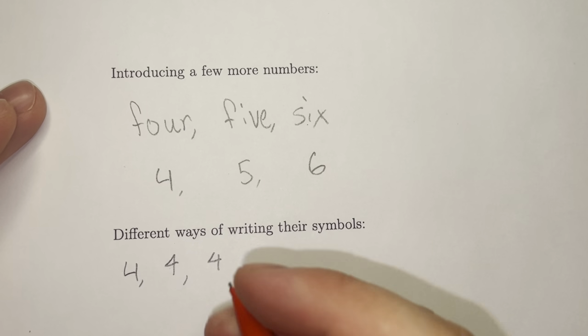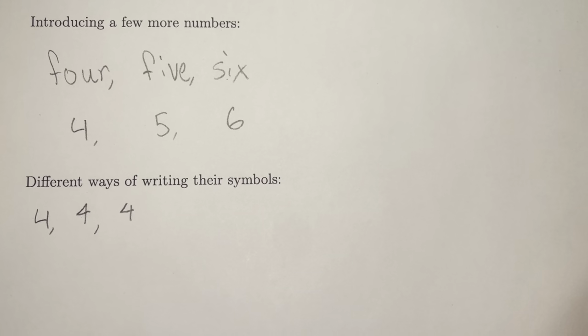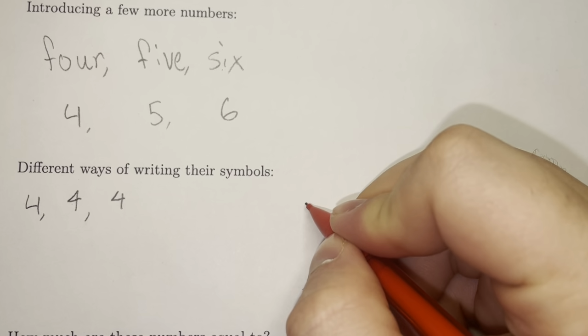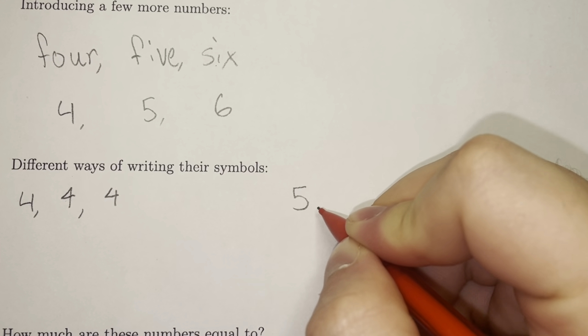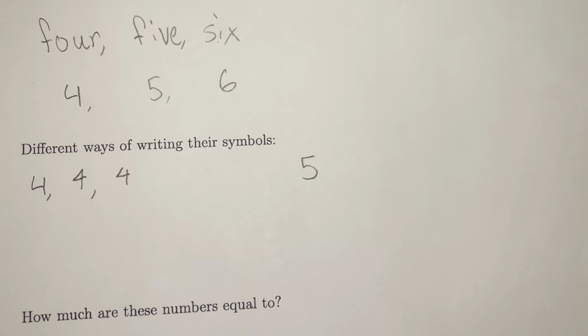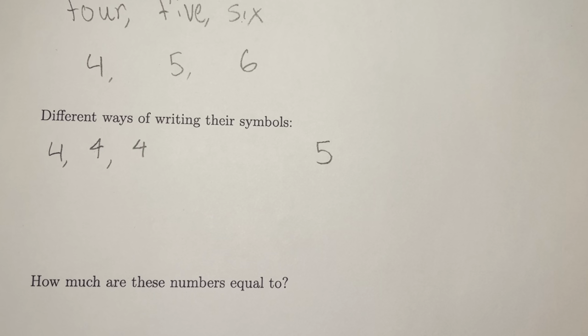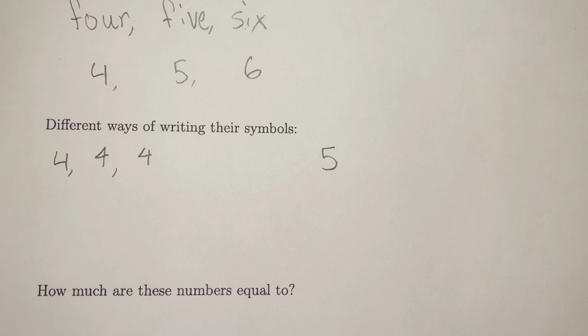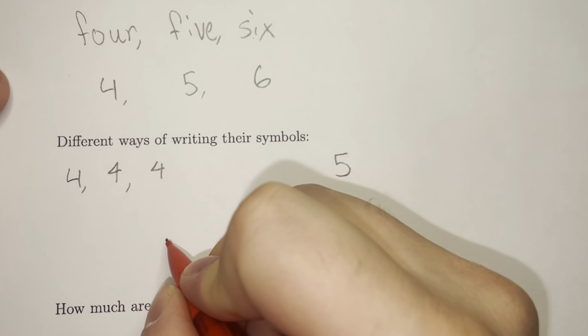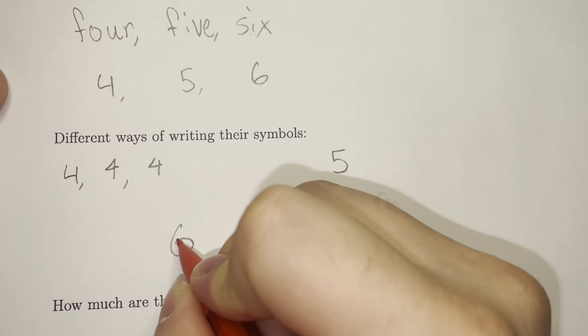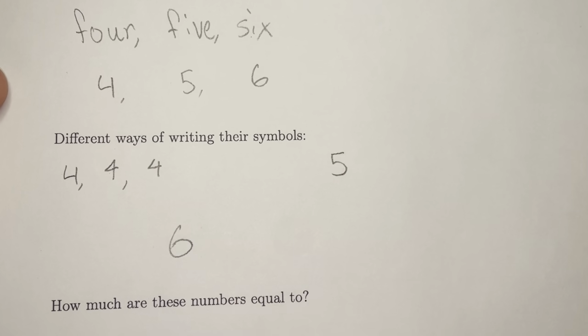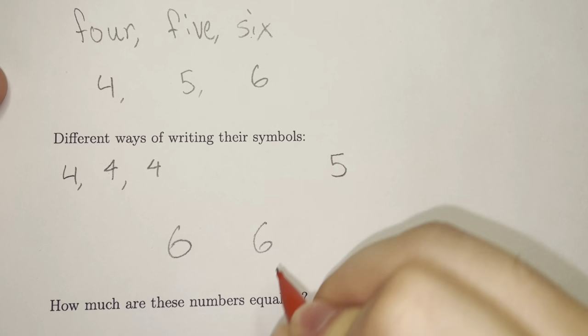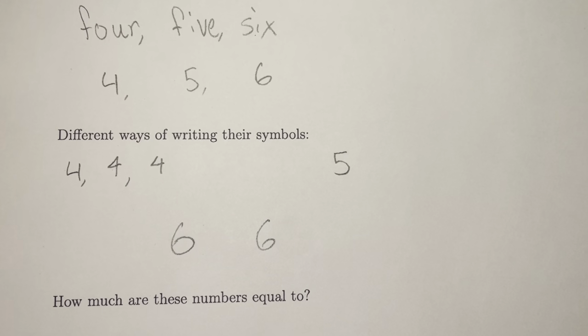5 is pretty straightforward, and really there's only one way to write 5, and that would be like this. And then lastly, 6. There's two different ways to write 6s. Really, one's just a sloppier version of the other. And so we can do something like that, or you can go like that. And so these are all the different ways that you might see these three numbers represented.